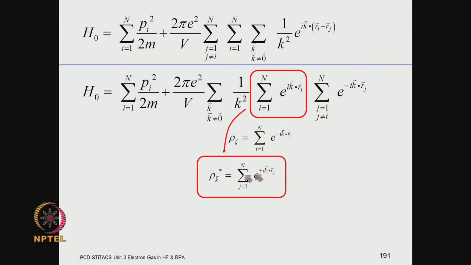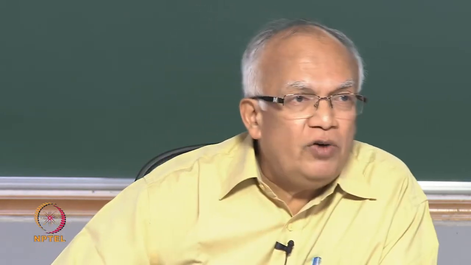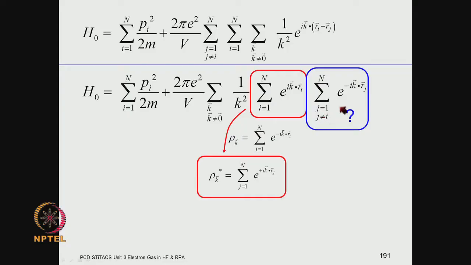Okay? So far so good. What about here? Is it also similar? To a large extent, yes, but not exactly, because you have removed the j equal to i term. If j equal to i were included, it would be the Fourier component of the charge density, right? But you have excluded j equal to i.